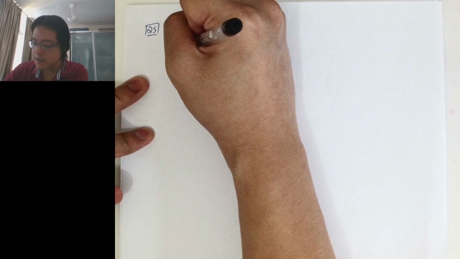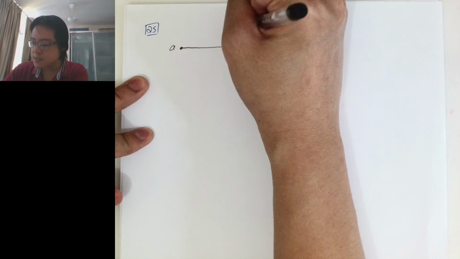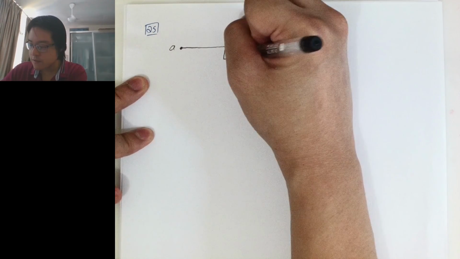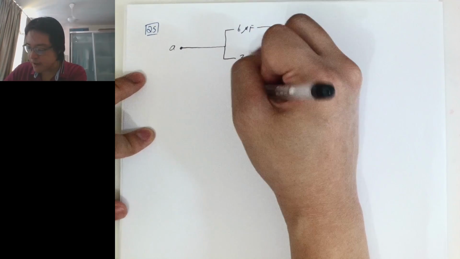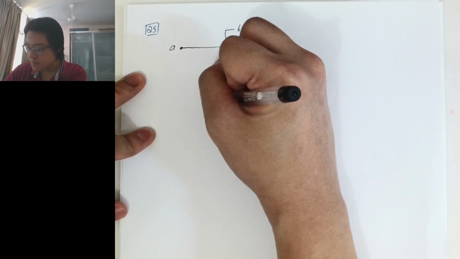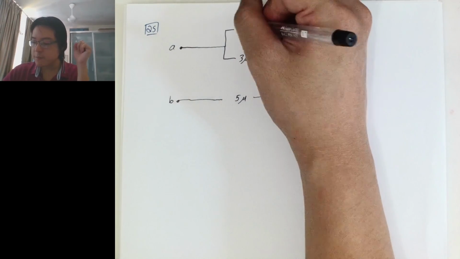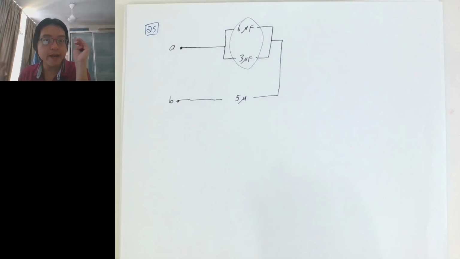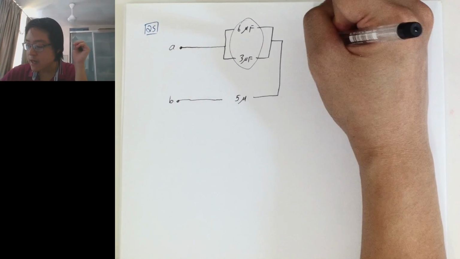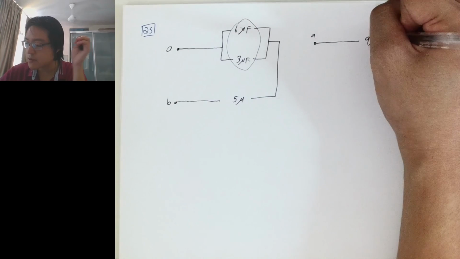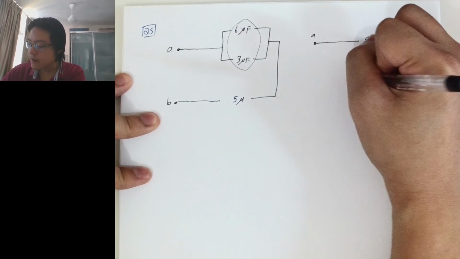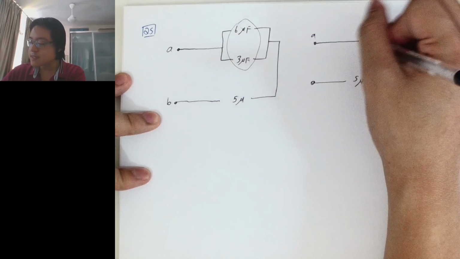Okay, so this is question 5, and then I have part A, terminal A. So this is 6 micro, and then this is 3 micro according to the question, and then I attach it to 5 micro, right? And then go to terminal B. Okay, so this is a capacitor in parallel. So when I have capacitors in parallel, I can replace this with a single 3 plus 6, so I got 9 micro, right? And then I attach this to 5 micro, right? Then this is in series.